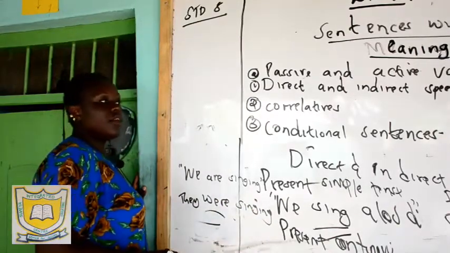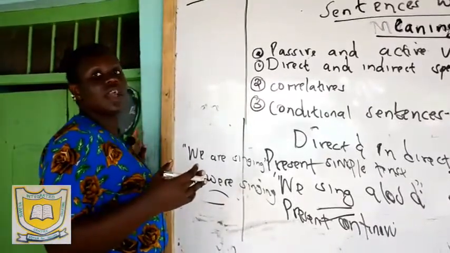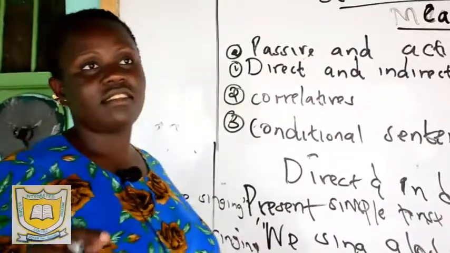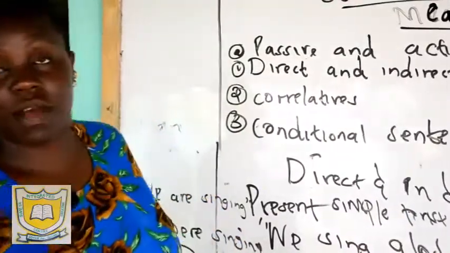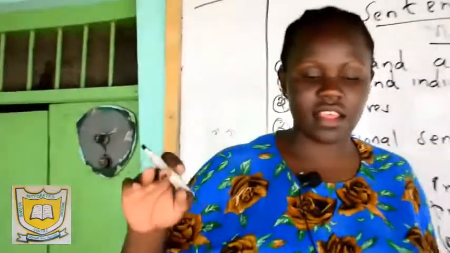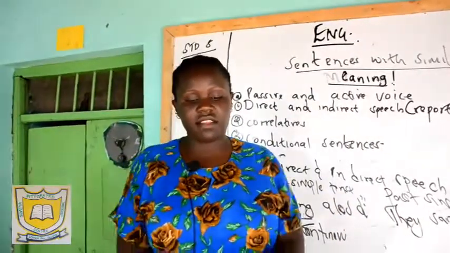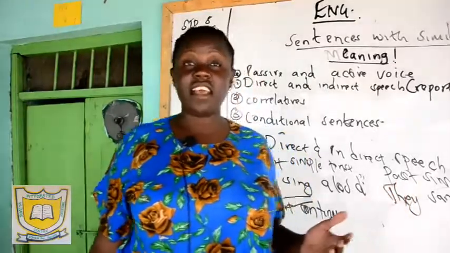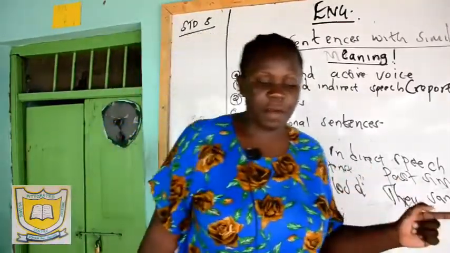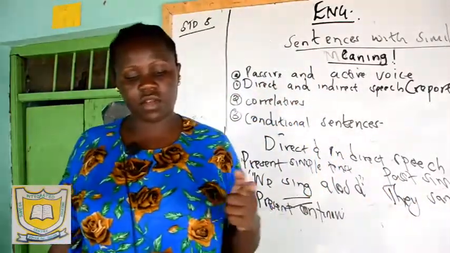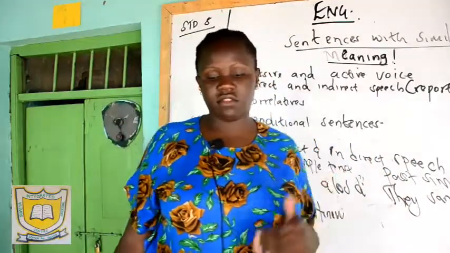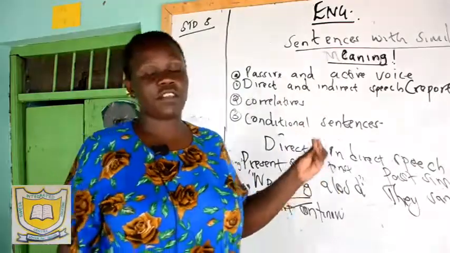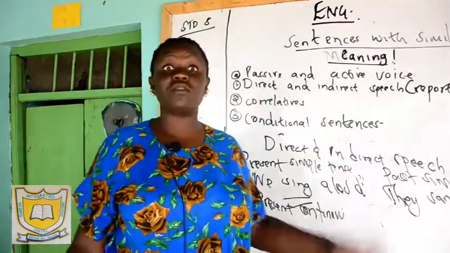In short, the simplest way to change sentences from the direct speech to the indirect, all I want you to note is the present tense changes to the past. The present tense changes to the past tense. The past tense changes to the what? The past tense changes to the perfect tense. The perfect tense changes to the perfect what? The past continuous changes to the past perfect continuous.